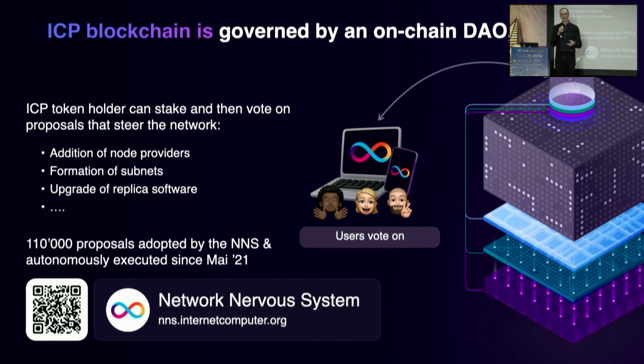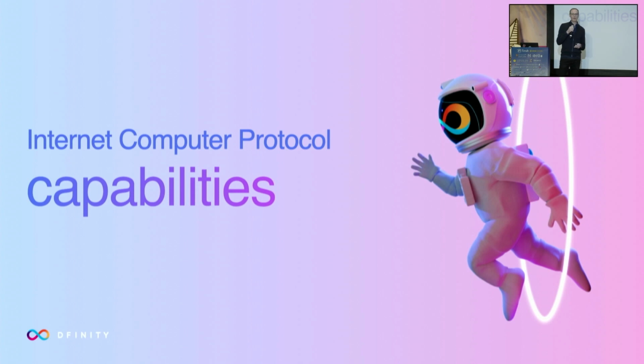And all these proposals, whenever they get accepted, get executed autonomously. There's no human interaction whatsoever. So the only human interaction is voting and submitting these proposals. And in fact, since launch back in May '21, the Network Nervous System has voted on and adopted more than 110,000 proposals. Okay, so now we know how the Internet Computer works on a high level. Let's look at what capabilities it offers to ICP smart contracts.